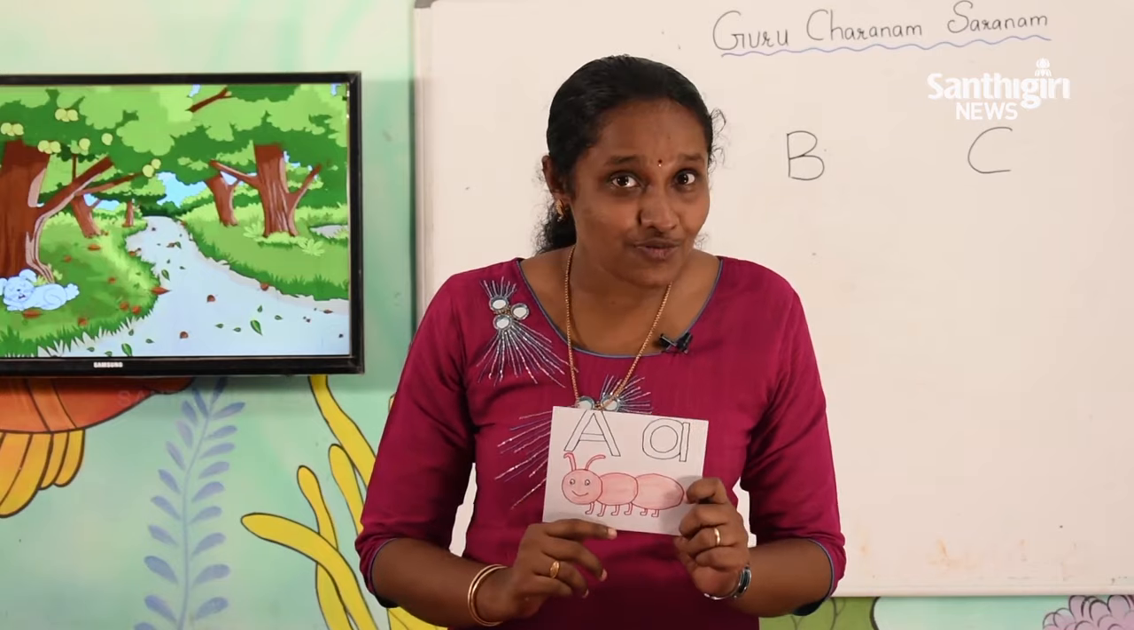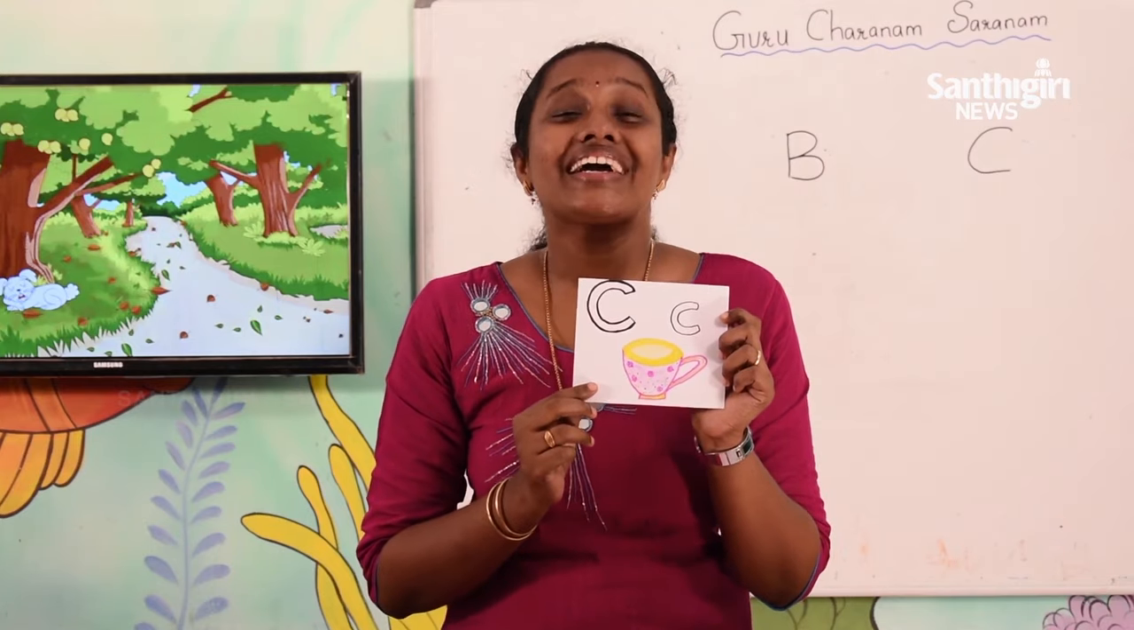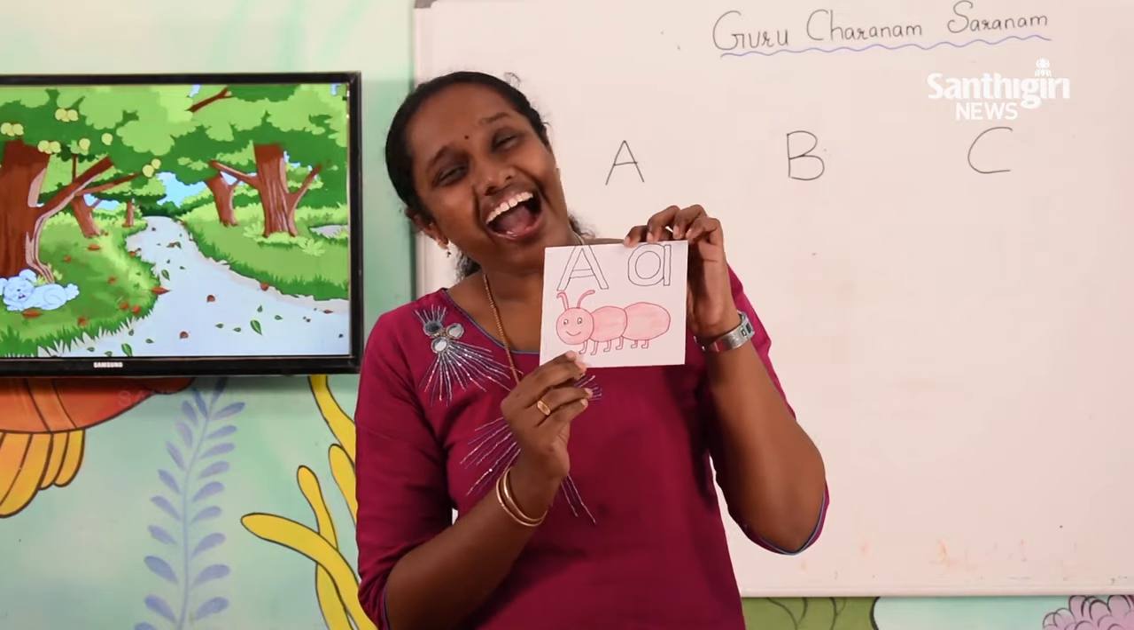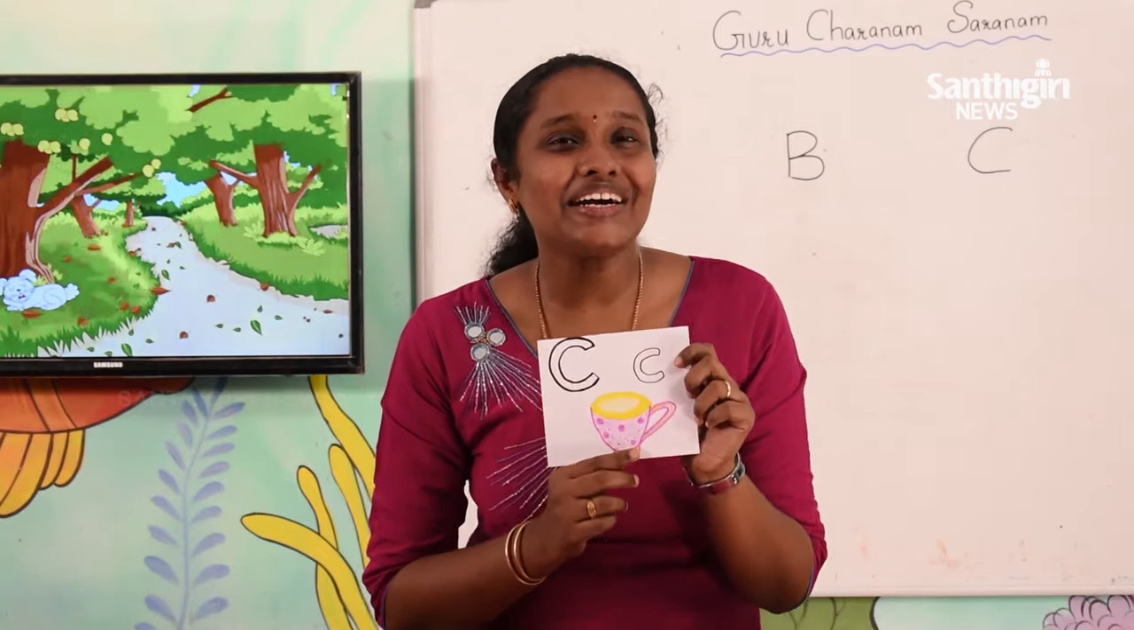Here I bring some cards for you. A, ant. A is for ant. A, A, ant. B, ball. B is for ball. B, B, ball. Next. C, cup. C is for cup. K, K, cup. Once more. A is for ant. A, A, ant. B is for ball. B, B, ball. C is for cup. K, K, cup. Okay? You please revise it.